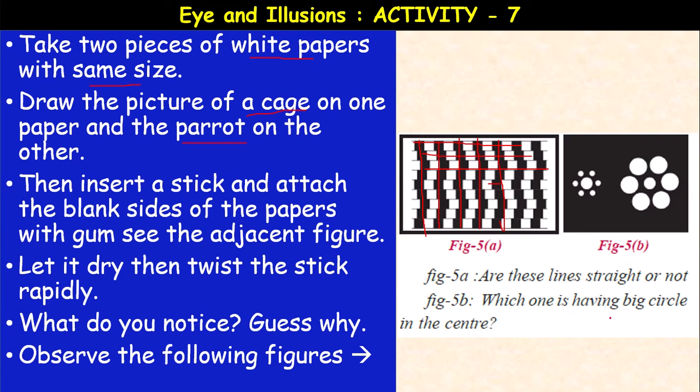Which one is having big circles in the center? Here small circles surrounding big circles. Here the big circle is surrounded by small circles. You observe keenly.